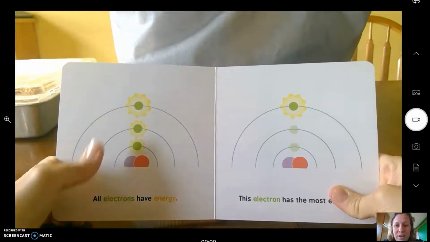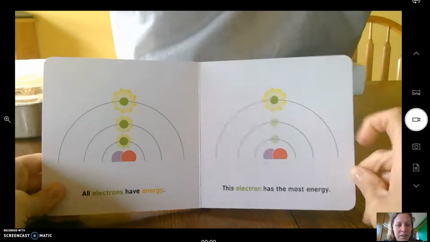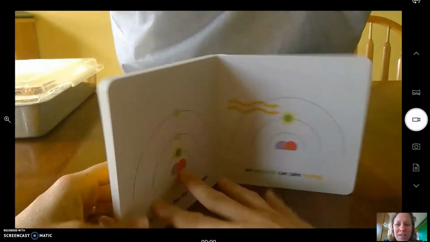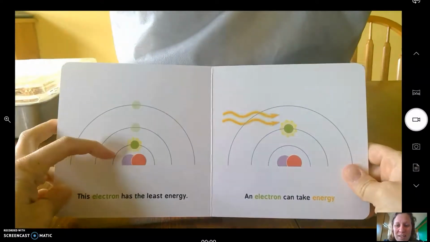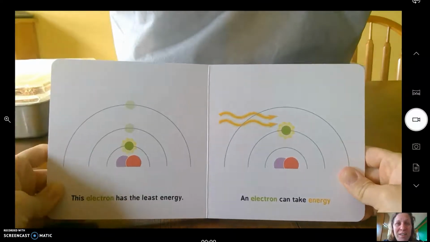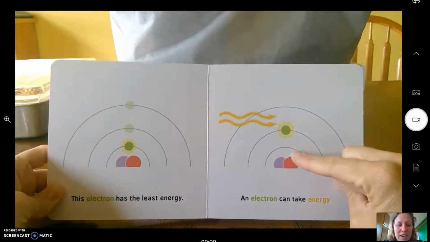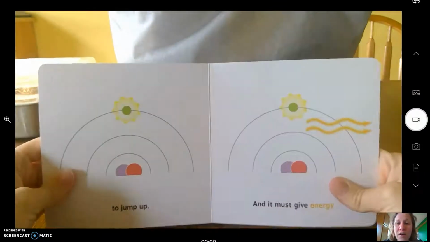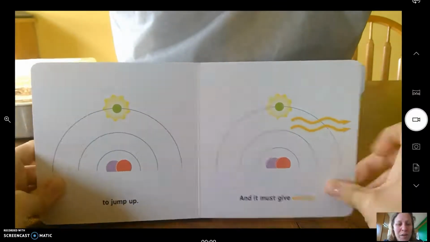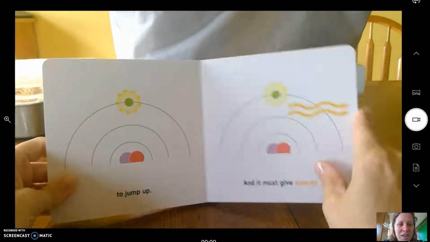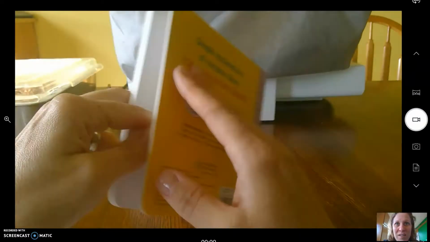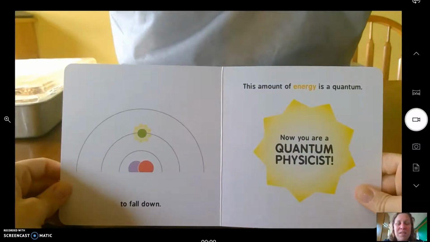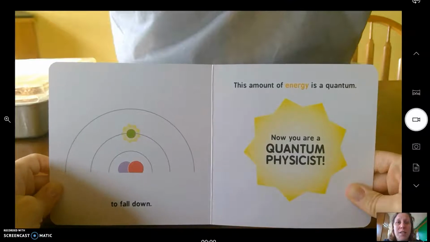All electrons have energy, and this electron has the most energy. This electron has the least energy. An electron can take energy and move up, to jump up. But it must give energy to fall down. This amount of energy is a quantum.